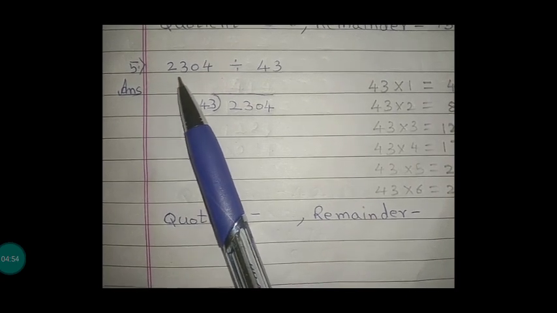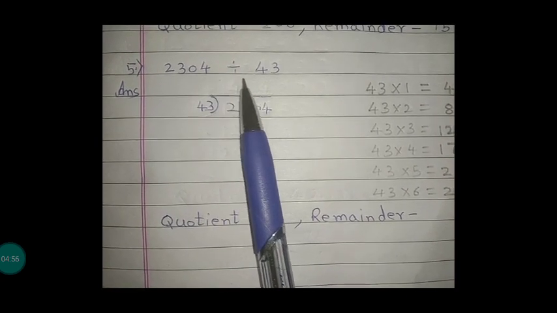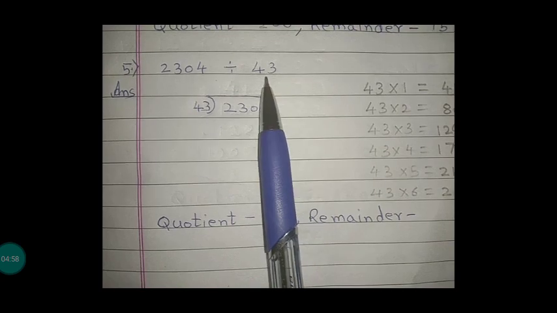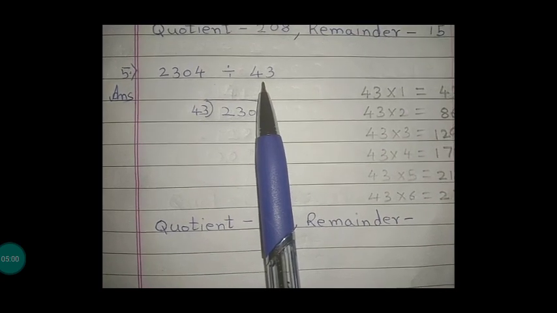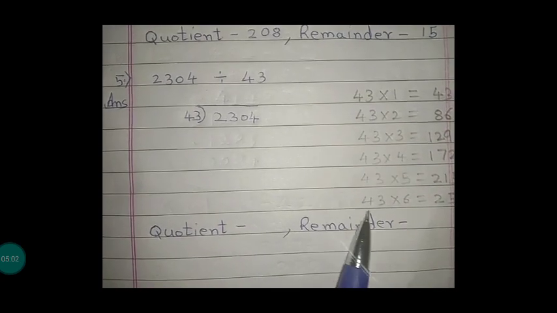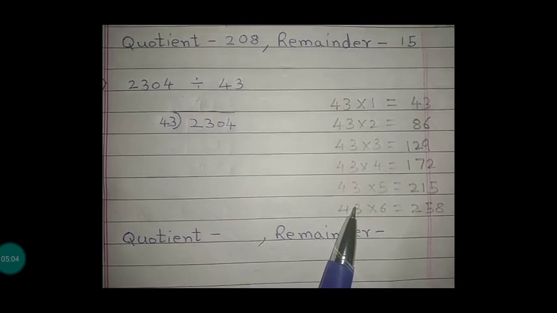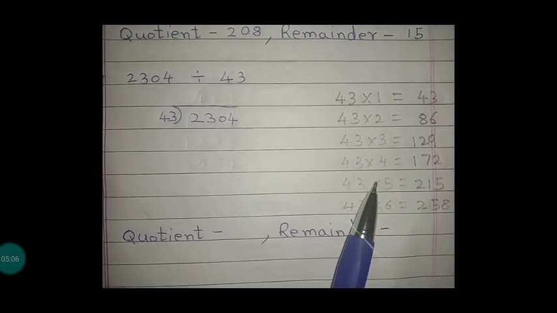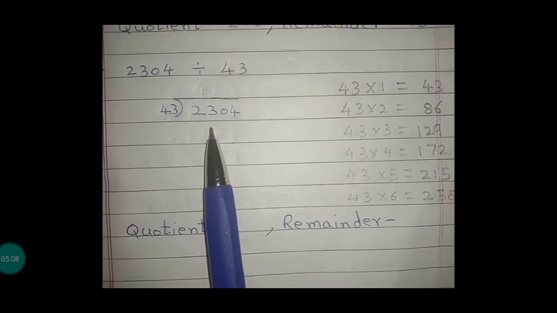Fifth question is 2304 divided by 43. So as 43 is the divisor, we will write the table of 43 here, and with the help of this table we will solve this sum.